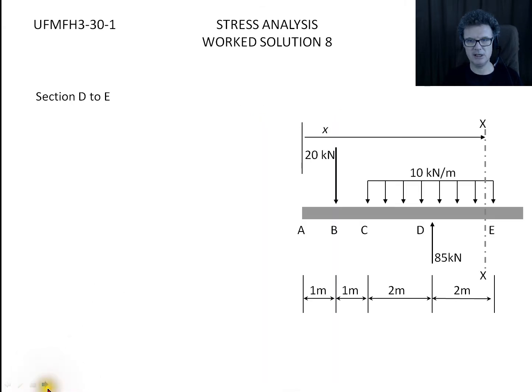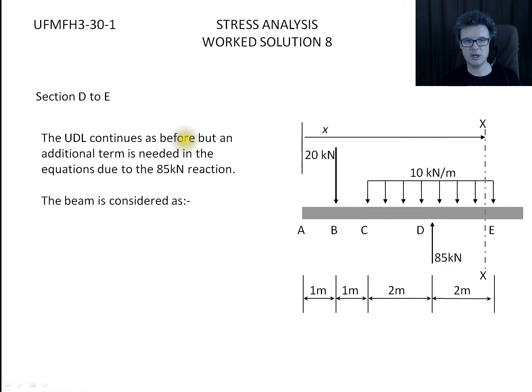What about the D to E region? Oh god, we're doing more UDL stuff here. The only problem is now this time we've got this force coming upwards. In actual fact, this force coming upwards doesn't really affect anything on top. If you just want to, you could just carry on using your UDL as we go through it, but we just need to remember to now incorporate the 85. So the UDL continues as before, but there's an additional 85 reaction term.